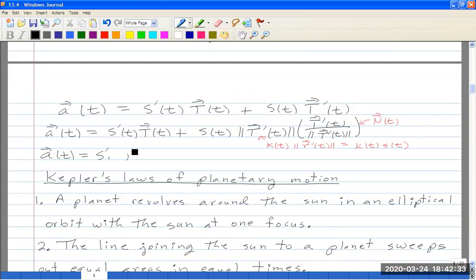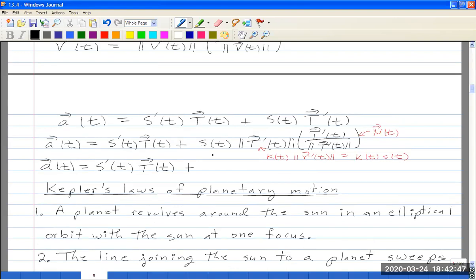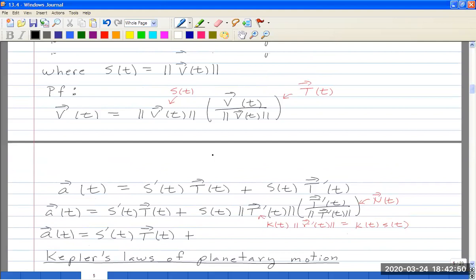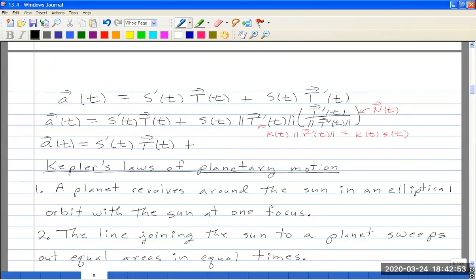So S prime of t times t, plus, this will be S squared. But let's see, I want the curvature first. So this will be kappa of t times S squared times the normal. And that's what I wanted to show.